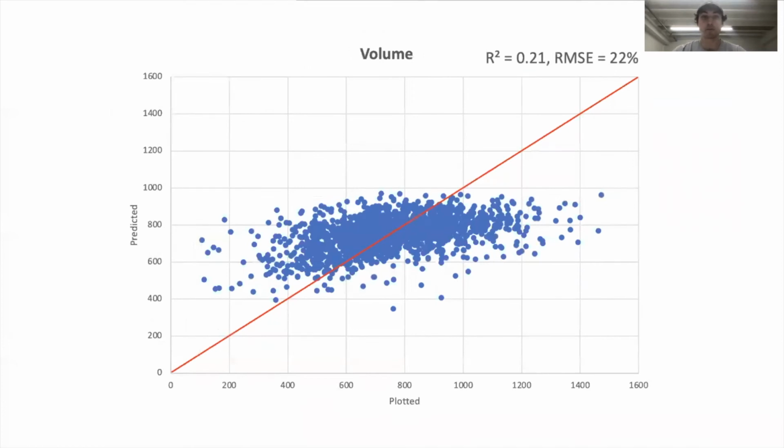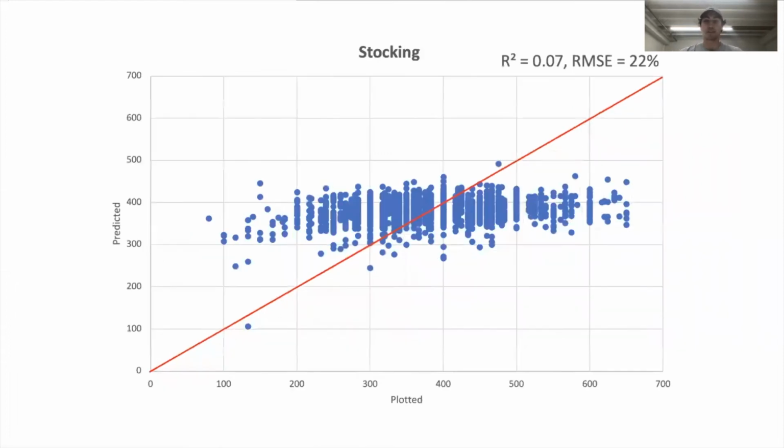This is the volume model, much better than the original one, no longer predicting negative values, but still that low R squared and RMSE not really within that 10%, so not the best. And then this was a stocking model again, so yeah, basically no relationship whatsoever.